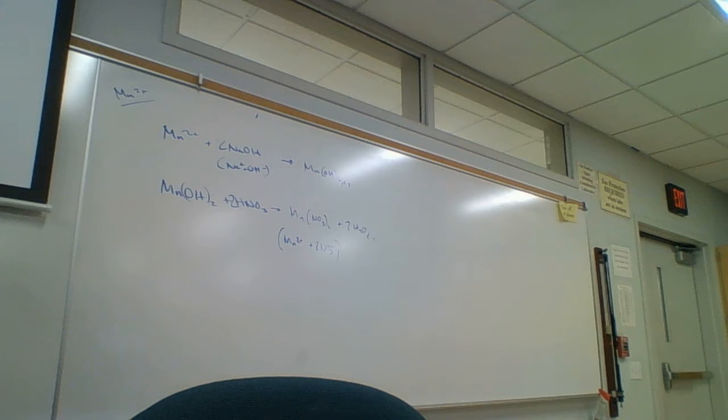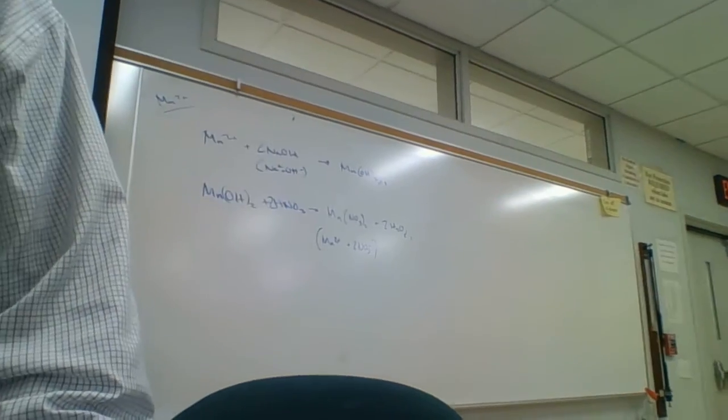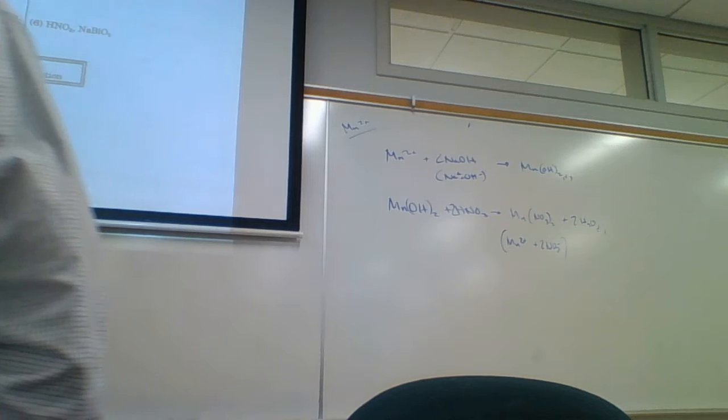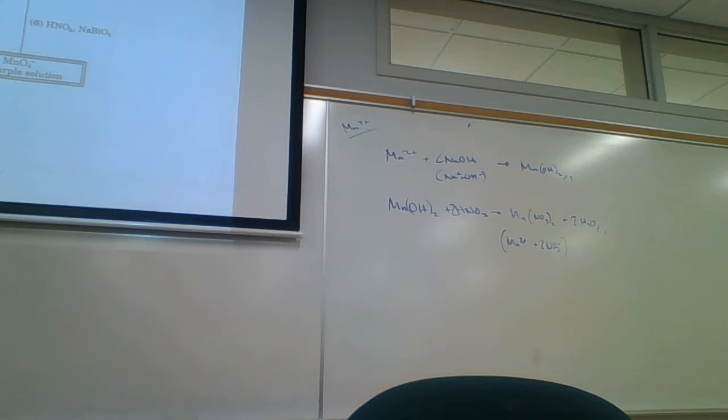Okay, the next thing we're going to add is this. What was this called again? What's Bi? Yeah, Bi is bismuth. What's it called? So that's sodium and bismuth with oxygen. Sodium bismuthate.